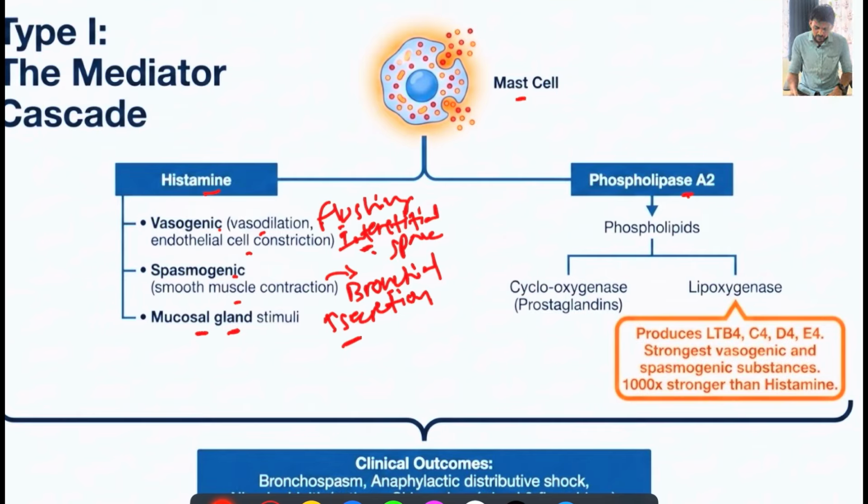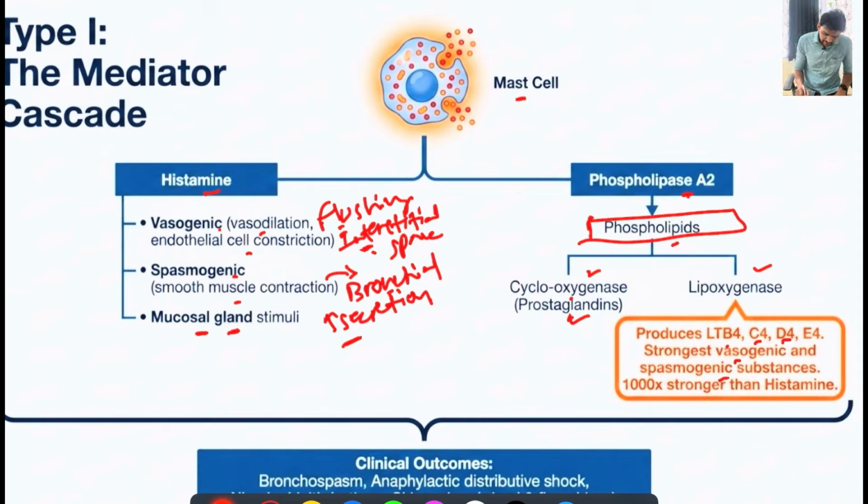Whereas the other compound released from mast cells is phospholipase A2. This will utilize phospholipids, and by the stimulation of two enzymes, cyclooxygenase and lipoxygenase, there will be production of chemicals such as prostaglandins and leukotrienes B4, C4, D4, etc. All these are strongly vasogenic and spasmogenic substances, just like histamine. In fact, these are even stronger compared to histamine.